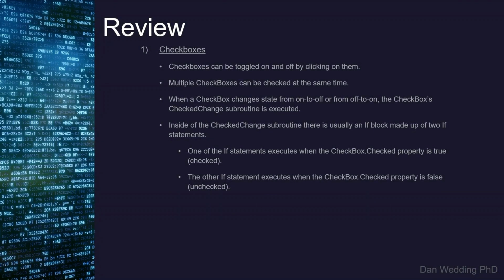In review, checkboxes can be toggled on and off by clicking on them. Multiple checkboxes can be checked at the same time. When a checkbox changes state from on to off or from off to on, the checkbox's checked change subroutine is executed. Inside of the checked change subroutine, there is usually an if block made up of 2 if statements. One of the if statements executes when the checkbox.checked property is true. The other if statement executes when the checkbox.checked property is false.